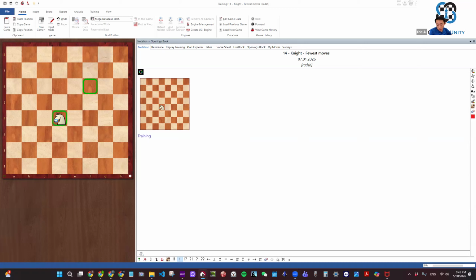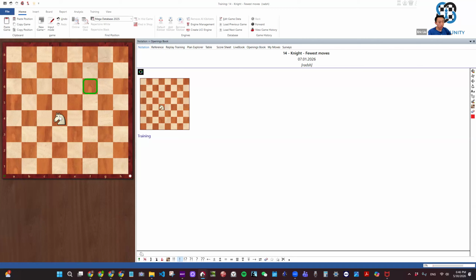First of all, we need to know the minimum number of moves it takes for the knight to jump to f6. It's 4. It takes at least 4 moves, even though the knight is so close to f6. A bishop would just be able to go there in one move, right? For a knight, it takes 4 moves.